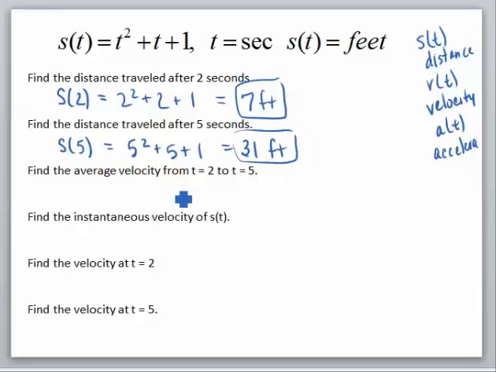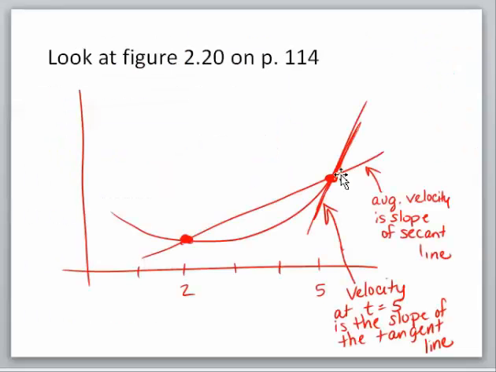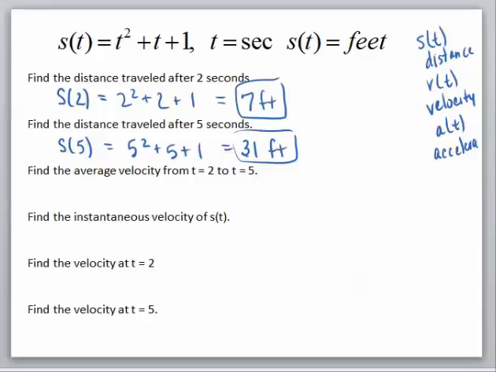Then it asks you to find the average velocity from 2 to 5. Average velocity is, remember, the slope of the secant line. So we're really just looking at finding the slope between 2 points. The 2 points I have for this would be (2, 7), because the distance at 2 is 7, and the distance at time 5 is 31, so (5, 31).